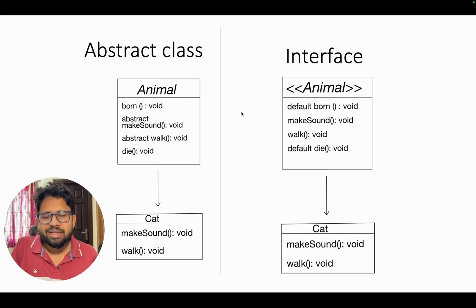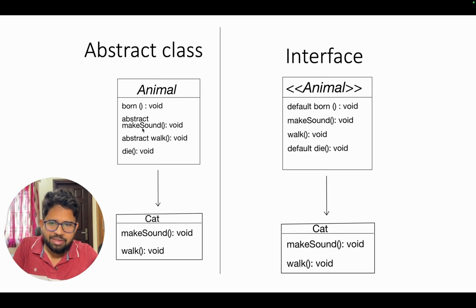So summarizing it visually, if you see the way interfaces and abstract classes are there, both of them are almost the same. So this is how we represent an abstract class. This is a UML diagram. And in the UML diagram, we represent an abstract class in italics. And the interfaces we represent in this way. And then this is how you represent all the methods. Here it was born, but in interfaces, you have to write the keyword default.